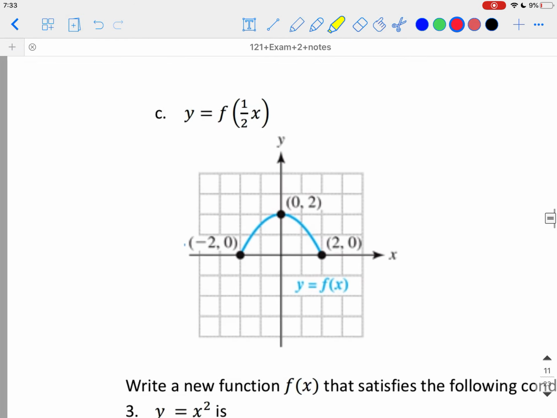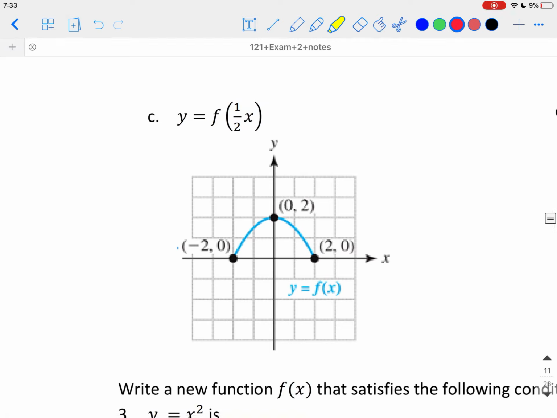So now we have y is equal to f of 1/2 x. Here we only have one transformation. It's this one right here, this 1/2. So let me put here the transformation is the 1/2. It's on the inside being multiplied, and it's a number between 0 and 1.